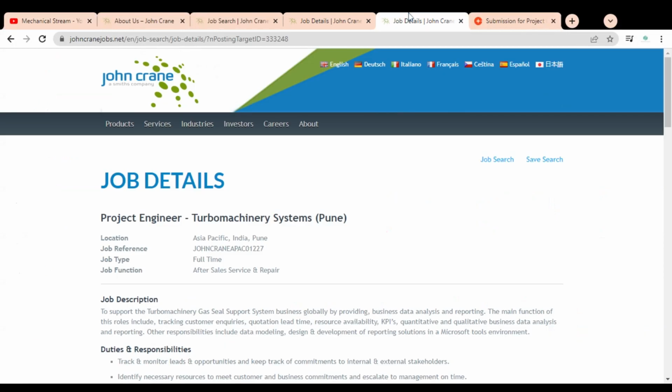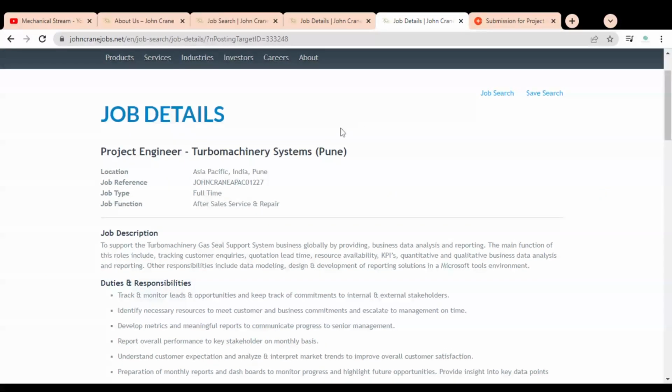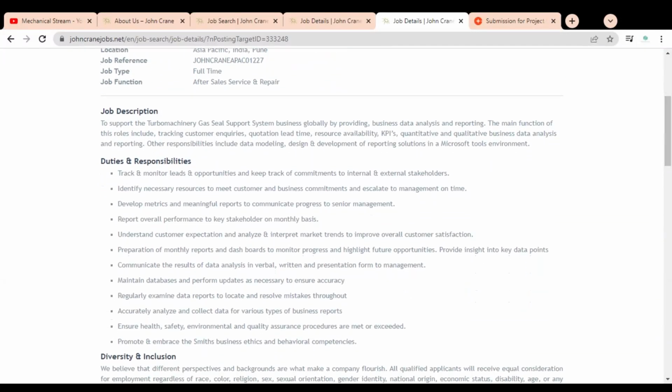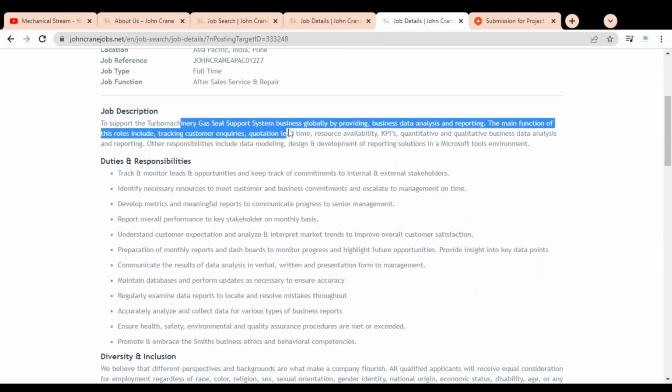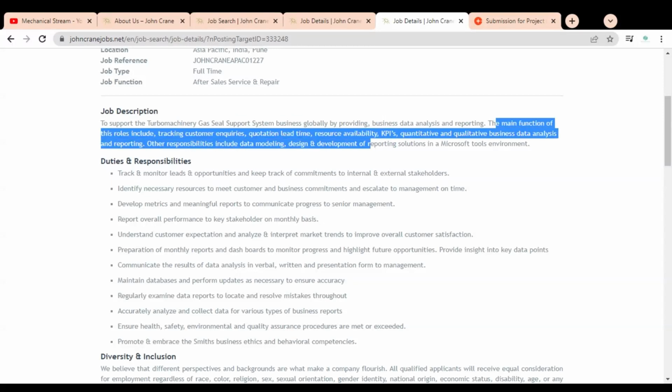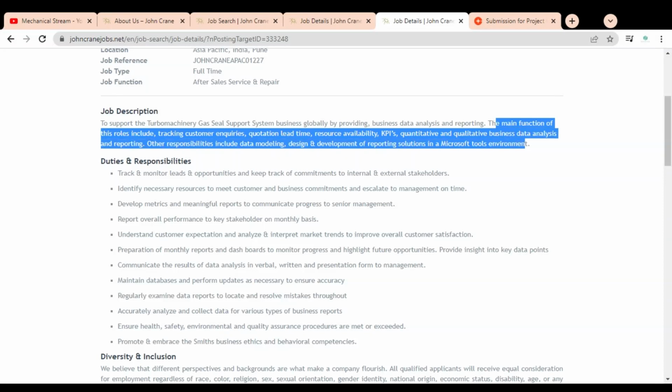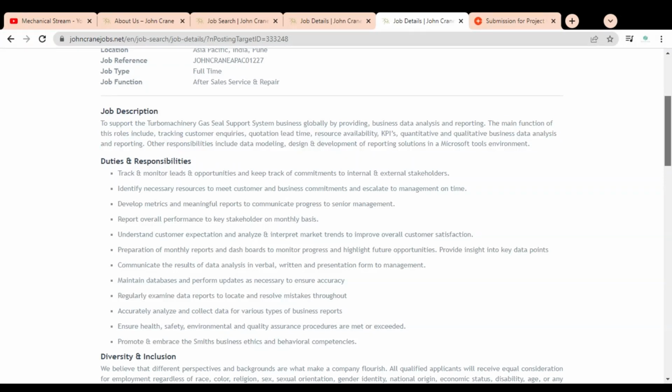So friend, let's check the second job opportunity, that is a project engineer. It is for the turbo machinery system, and it is for the Pune location. You can see the job type is full time, and the job function is after sale service and repair. Here you can see the job description is given that you have to support the turbo machinery gas seal support system business globally by providing business data analysis and reporting. The main functions of this role include tracking customer inquiries, quotation lead time, resource availability, and key performance indicators, quantitative and qualitative business data analysis and reporting. So these are some of the job descriptions given.